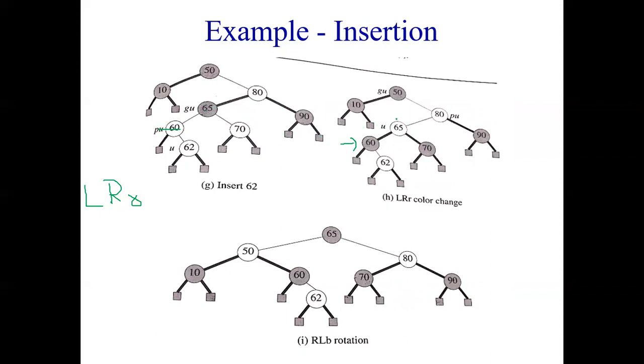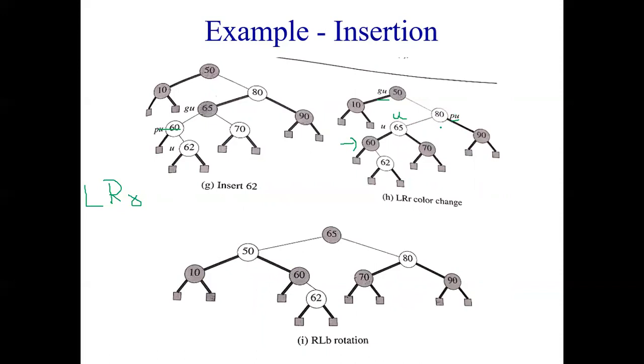But when you make 65 red, you have to check whether it is the root of the tree or not. It is not the root of the tree, so you can make it red. But again, mark this as U, this as PU, and this as GU. Now check GU and PU. Both are red, so again there is an imbalance.